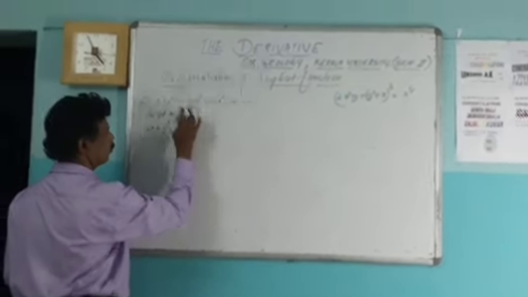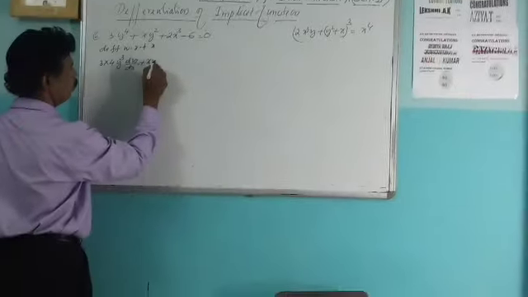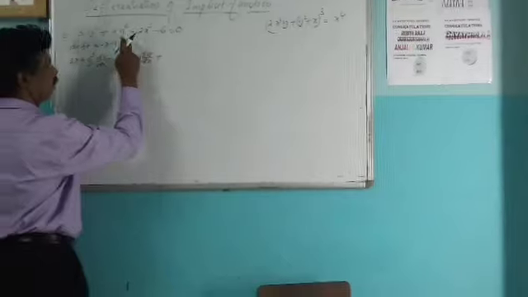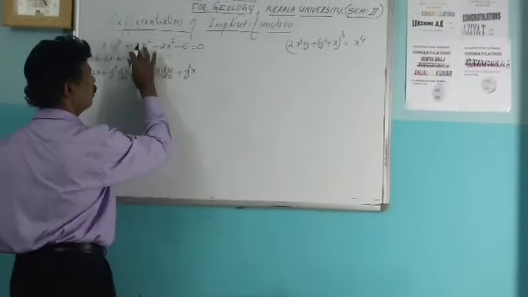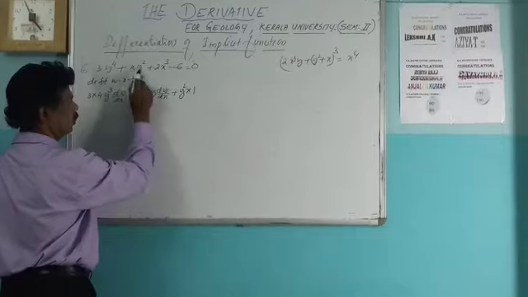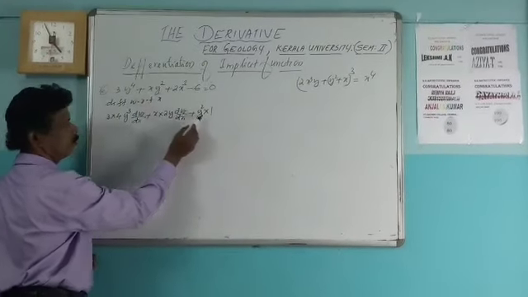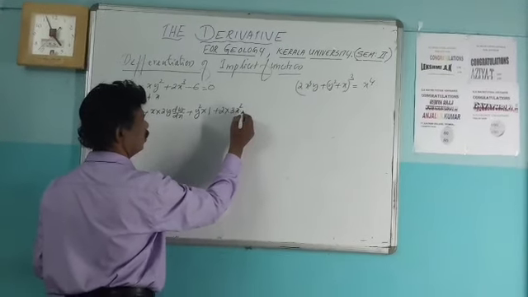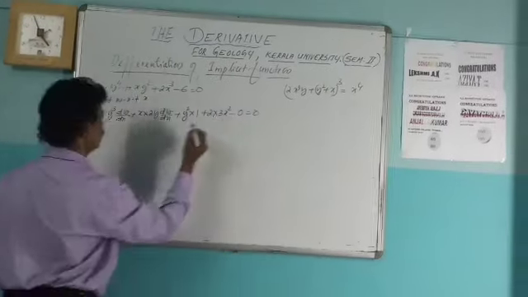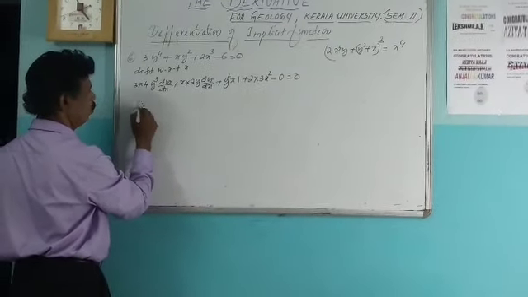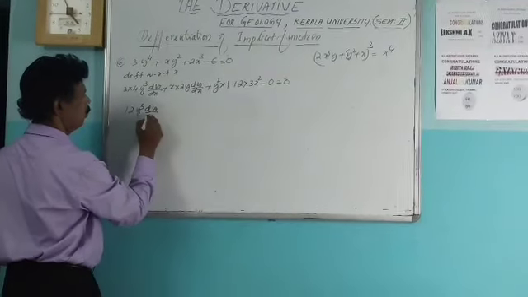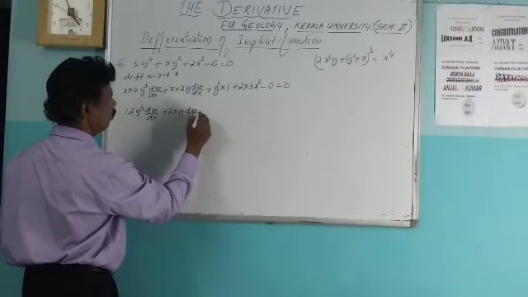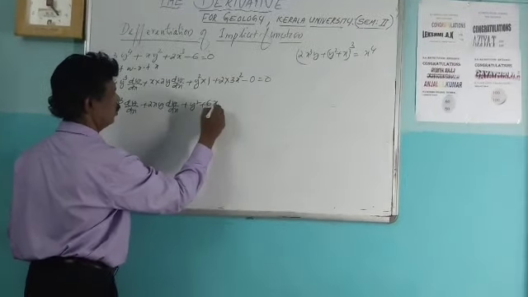Plus, here we have the product rule: x into the derivative of y square, 2y into dy/dx. First function into derivative of second, plus second function y square into derivative of x, 1. First function into derivative of second plus second function into derivative of first. Plus 2 into derivative of x cube, 3x square, minus derivative of 6, 0, equal to 0. Then take the terms: 12y cube into dy/dx plus 2xy into dy/dx, plus y square plus 6x square equal to 0.